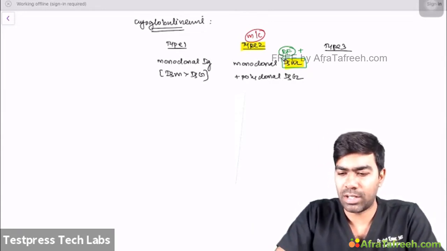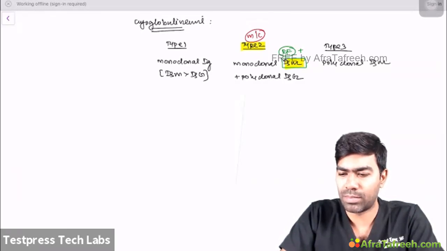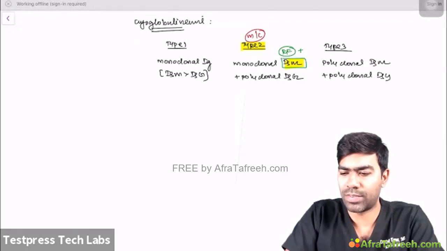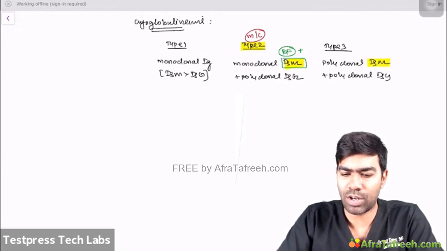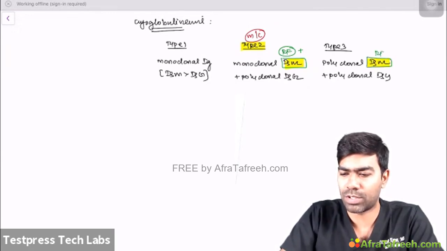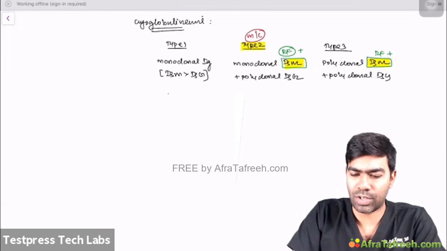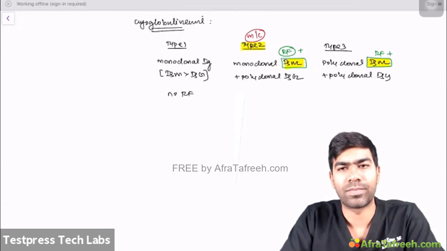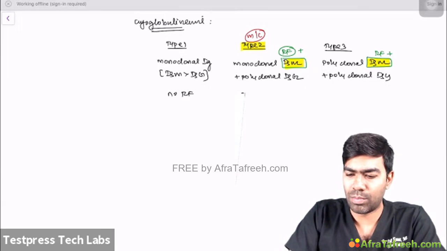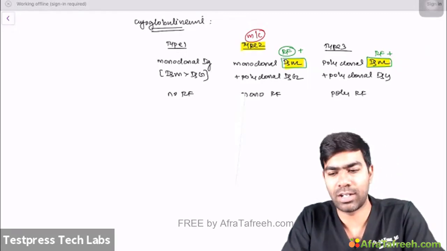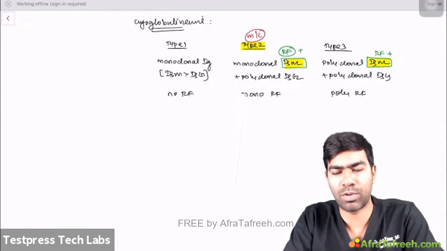And in type 3, it will be a polyclonal IgM with a polyclonal IgG, which means everything will be polyclonal here. This IgM will also have rheumatoid factor positivity. In another way also I can differentiate. This patient will not have rheumatoid factor, this patient will have monoclonal rheumatoid factor, and this patient will have polyclonal rheumatoid factor. So based on the rheumatoid factor activity also, I can divide cryoglobulinemia into 3 types: type 1, type 2, and type 3.